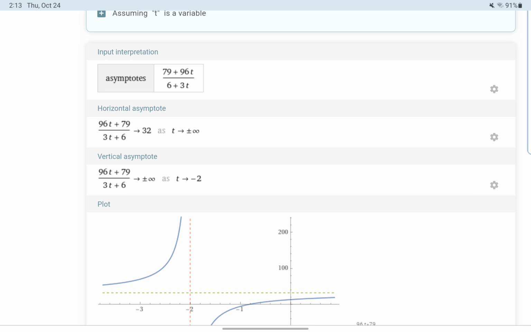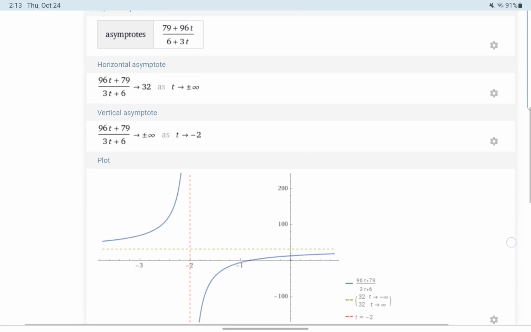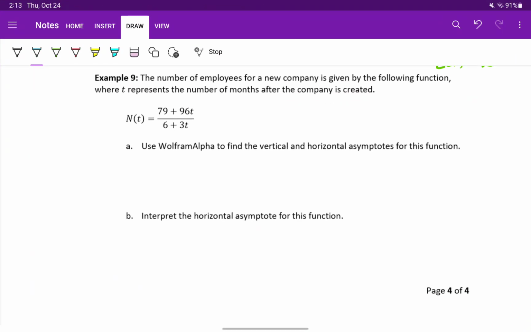And then we're also told that as t approaches -2, our function value is approaching positive and negative infinity, and we can see a picture of what's happening more specifically there. But for our purposes, it's enough to realize that what we have is a vertical asymptote occurring at t equals -2. And then we have end behavior coming out to be a number. So we have a horizontal asymptote at 32.